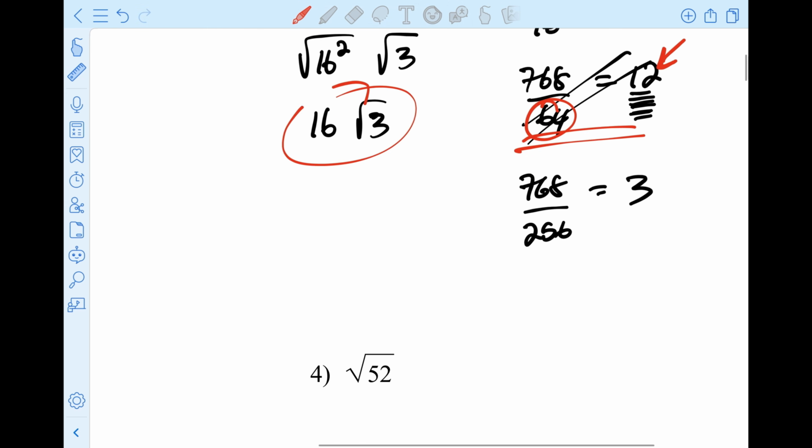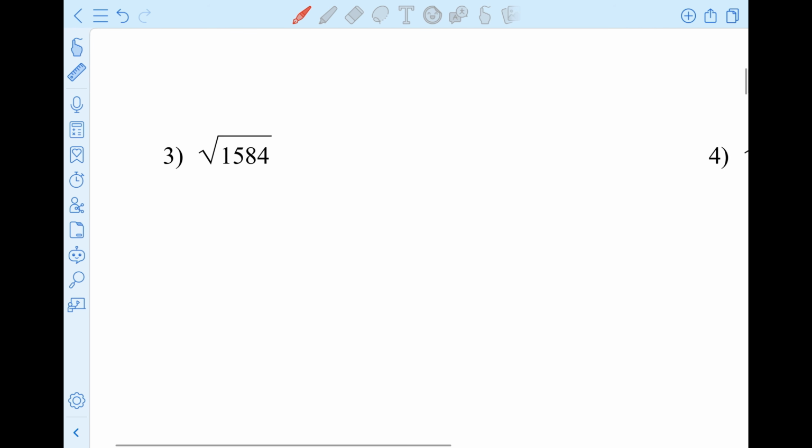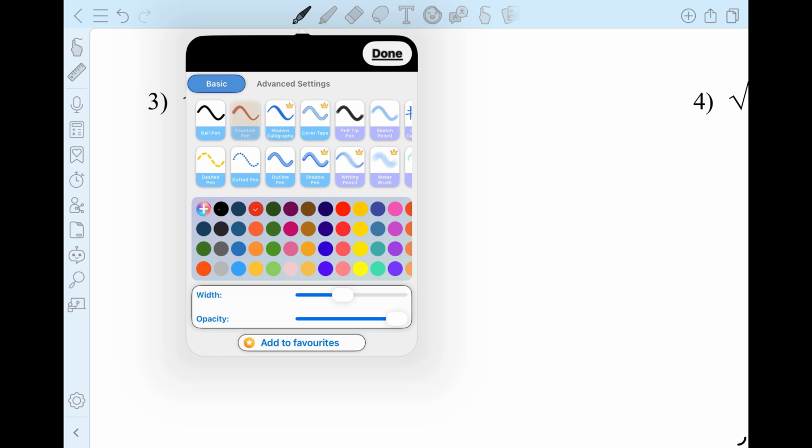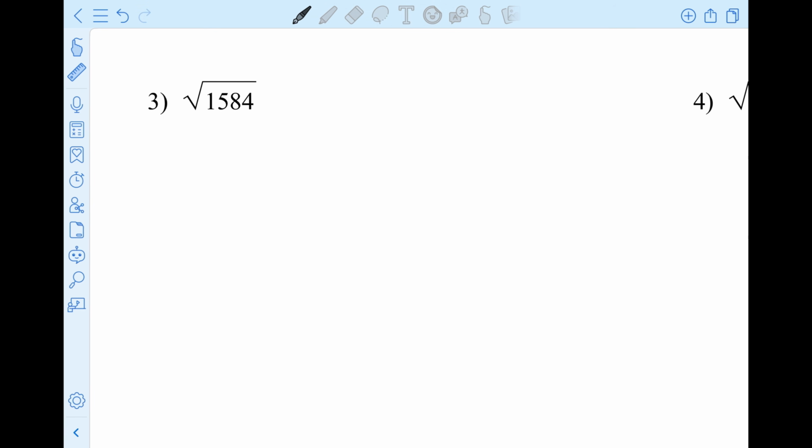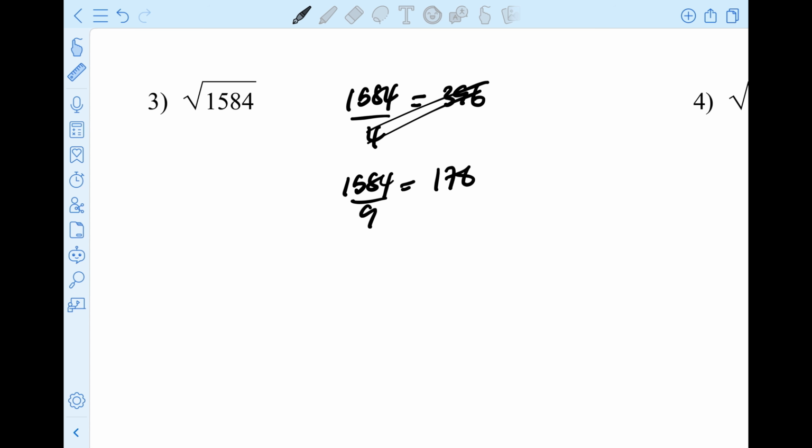Let's do one more together. Ooh, a nice one. Okay, so let us go. So 1,584 divided by 4. That works. That gives us 396. Obviously, let's keep going. 1,584 divided by 9. That works as well. That gives me 176. I can then eliminate that one.